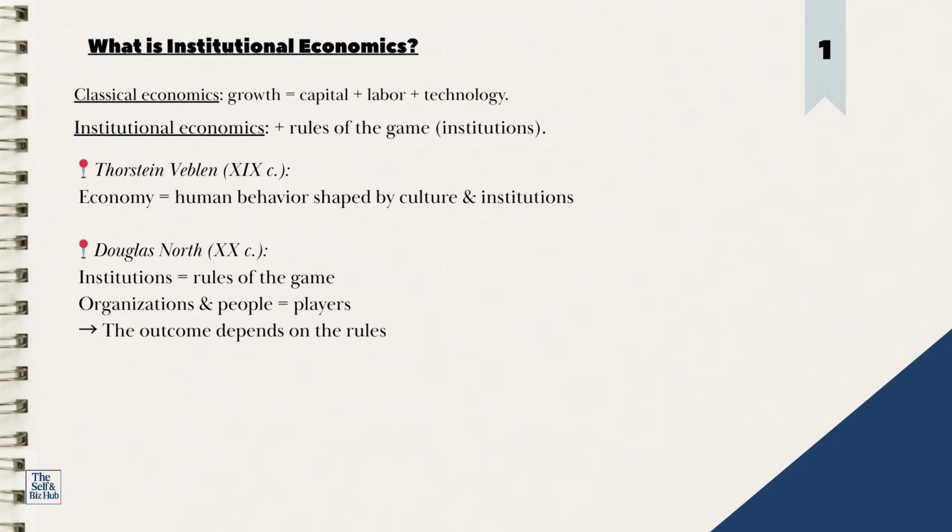Back in the 19th century, Thorstein Veblen pointed out that economics is not abstract math, but human behavior, deeply shaped by culture and institutions. Later, in the 20th century, Nobel laureate Douglas North refined the idea. Institutions are the rules of the game. Organizations and people are the players. The kind of rules you have determines the kind of game you play.